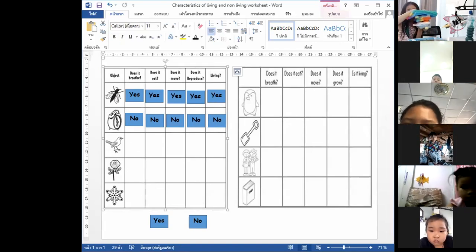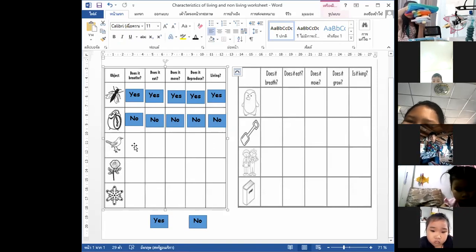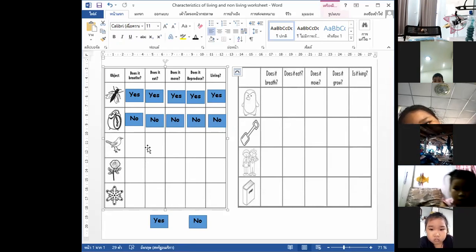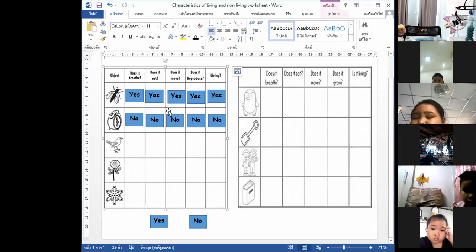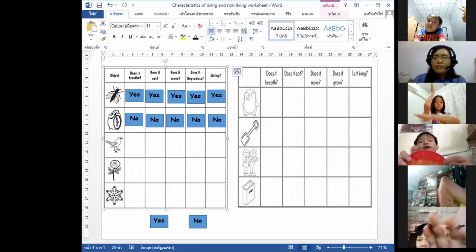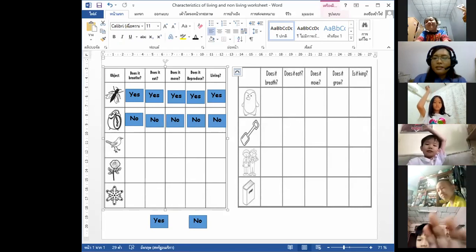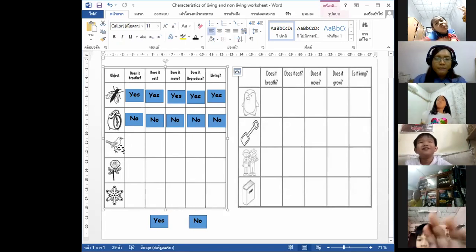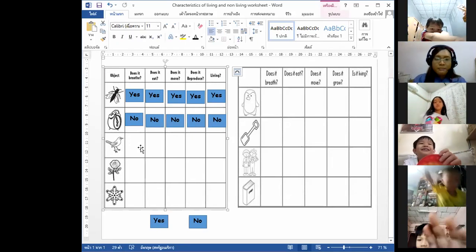Atom, okay. Bird, does it breathe? Yes or no? Okay, who wants to help Atom? Raise your hand. Who wants to help Atom? Raise your hand. Oh, Kampi, okay. Turn on your microphone, Kampi. Bird, does it breathe?